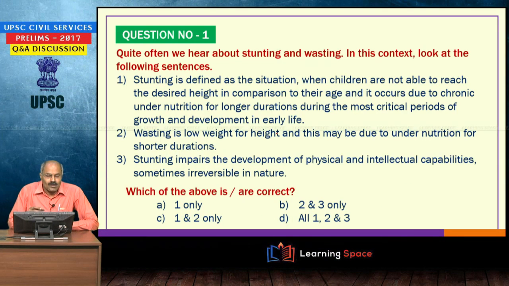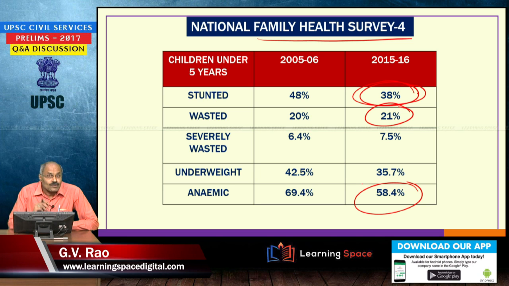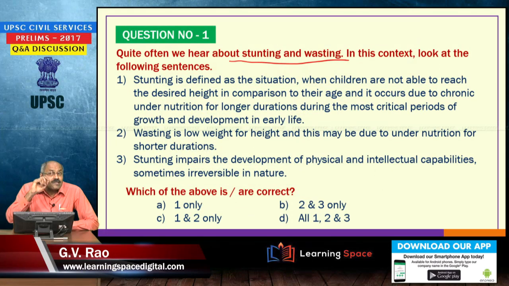The first one is, quite often we hear about stunting and wasting. Stunting and wasting assumed significance because still around 38% of the children below 5 years are stunted, if you take as per the National Family Health Survey. 38% are stunted, wasted are 21%, anemic 58%. So, under these circumstances, you should have clear differentiation between what is stunting and what is wasting.